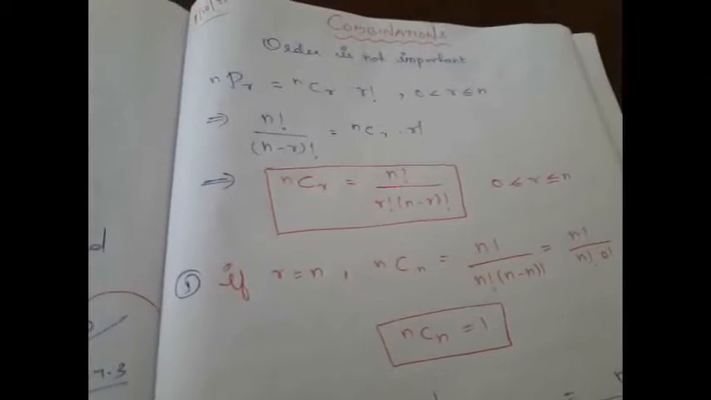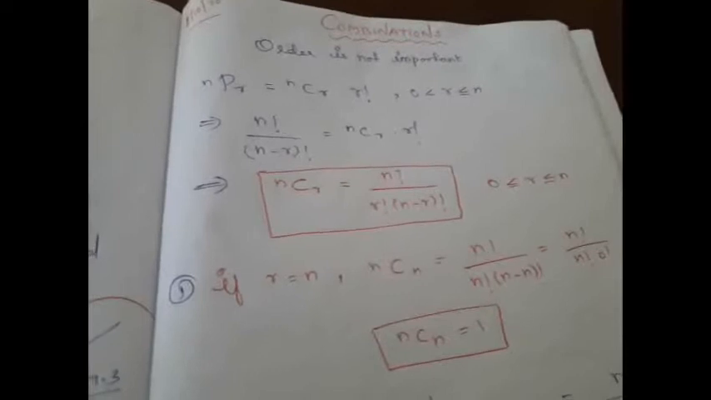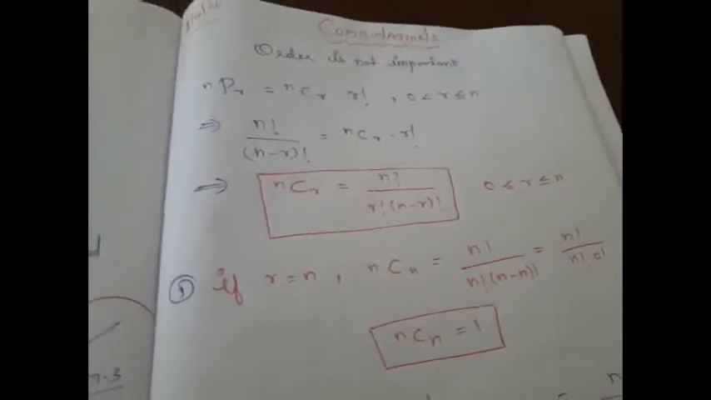Again, the derivation of nCr is omitted from your 2021 syllabus. So you don't need to worry about the derivation. It is enough if you remember the formula.